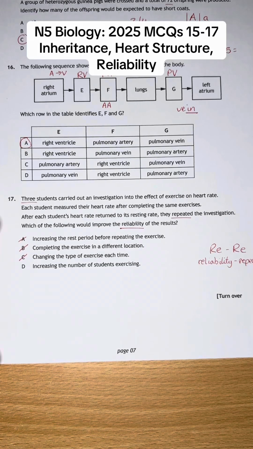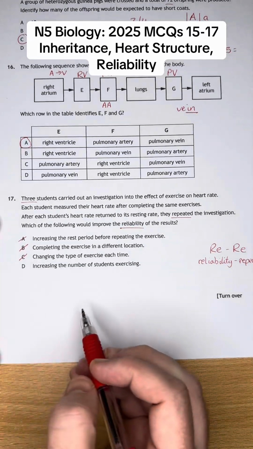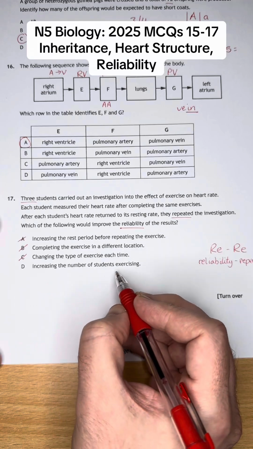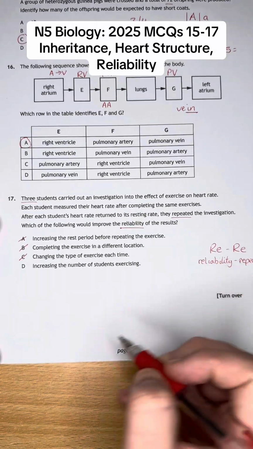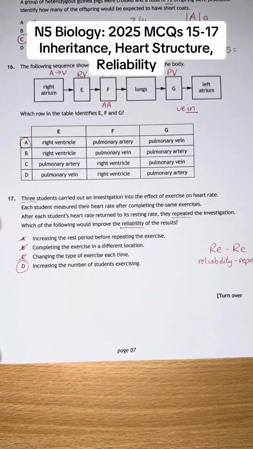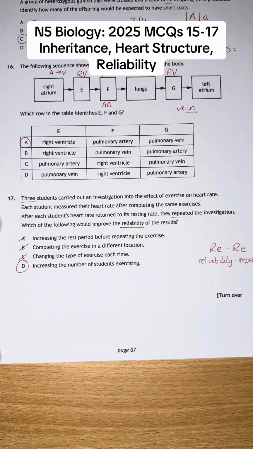We've got to keep things constant, so it's not going to be C. Increasing the number of students exercising. Now, maybe that doesn't necessarily sound like repetition, but actually doing more students is going to increase the reliability. So that's going to be our answer there. When the study involves humans, doing the study with more humans is going to increase the reliability. So increasing the number of students exercising is the one to go for there.